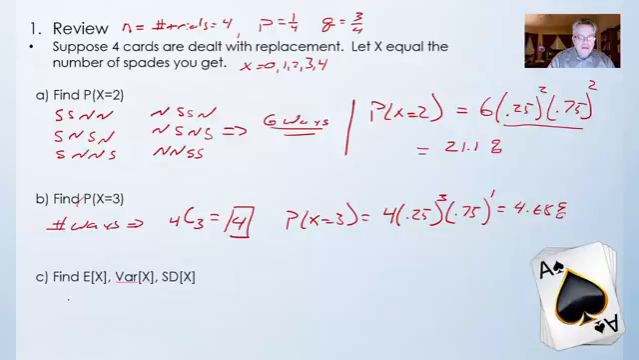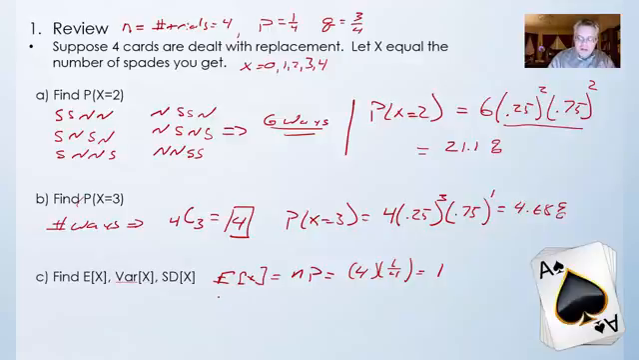The expected value for a binomial model is given by n times p, the number of trials times the probability of success. So there are 4 trials. Probability of success is 1/4. If you multiply that, you get 1. On average, we expect 1 spade.